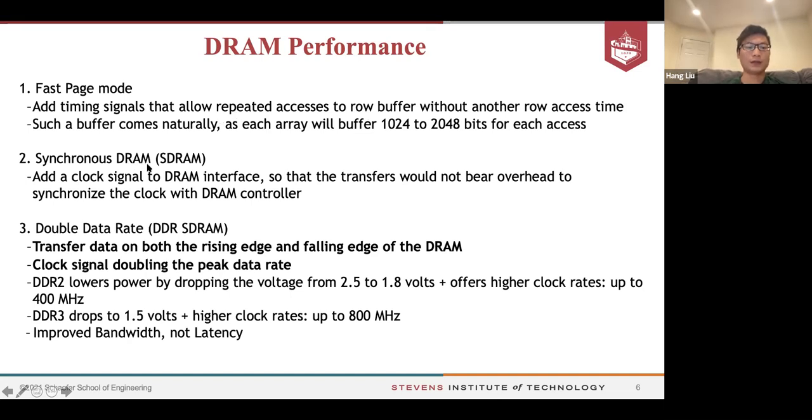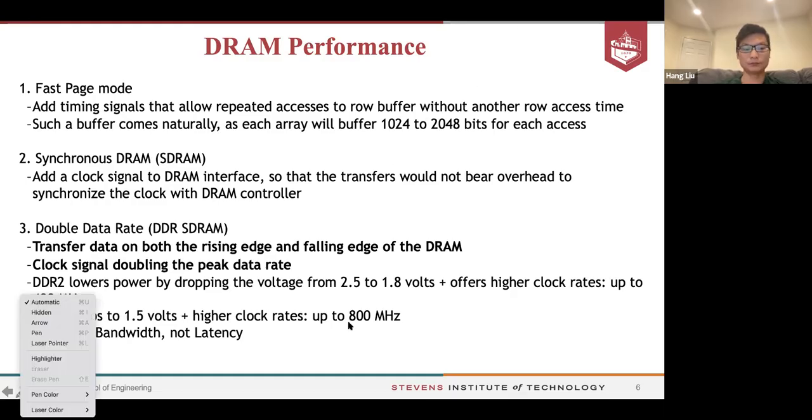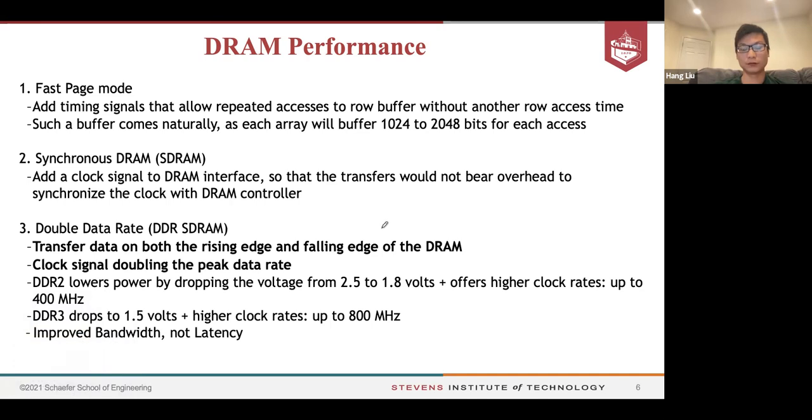And synchronous DRAM adds a clock signal to the DRAM interface so that transfers will not bear the overhead of synchronizing the clock with the DRAM controller. Double data rate, DDR SDRAM, transfers data on both the rising and the falling edge of the DRAM timing clock signal, doubling the peak data rate. So basically, when the clock is rising, we trigger the read, and when it is dropping, we also trigger the data transfer. So that's why we get double data rate.